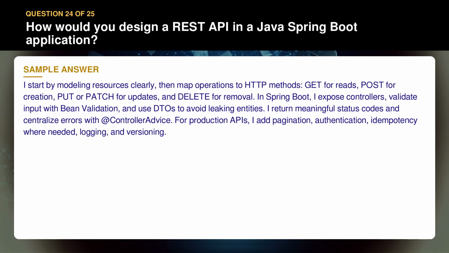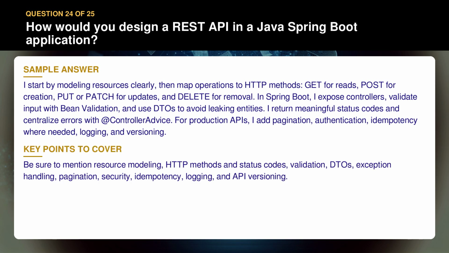In Spring Boot, I expose controllers, validate input with bean validation, and use DTOs to avoid leaking entities. I return meaningful status codes and centralize errors with @ControllerAdvice. For production APIs, I add pagination, authentication, idempotency where needed, logging, and versioning. Be sure to mention resource modeling, HTTP methods and status codes, validation, DTOs, exception handling, pagination, security, idempotency, logging, and API versioning.